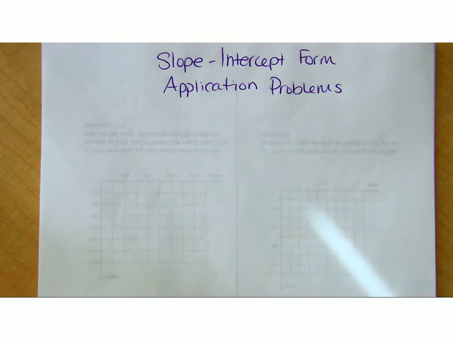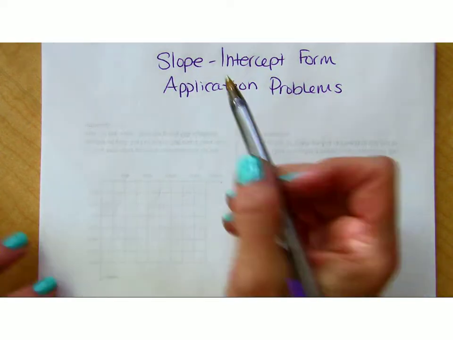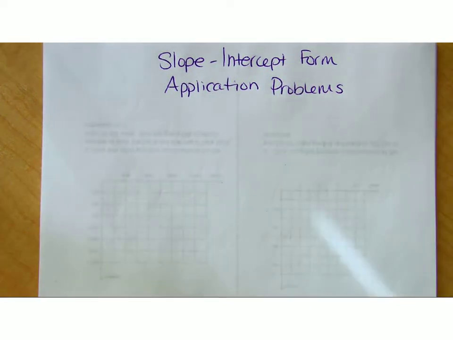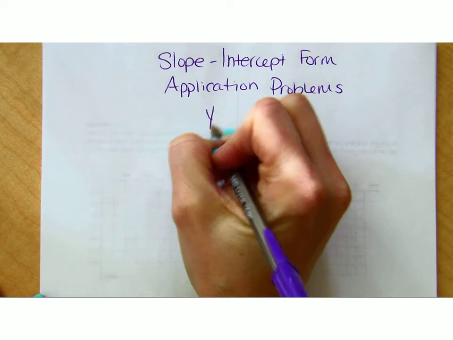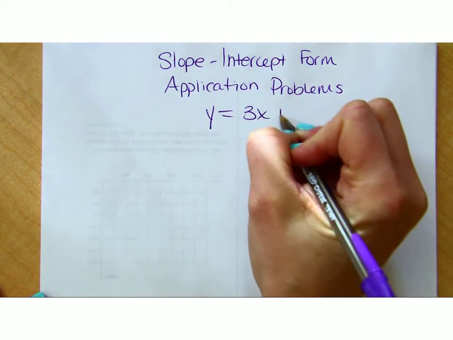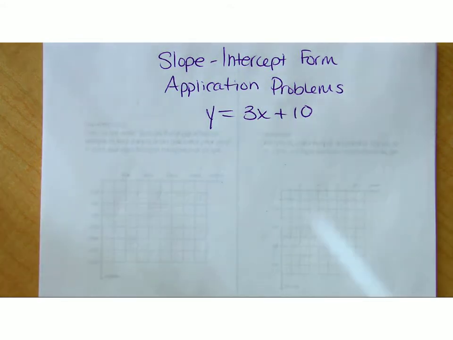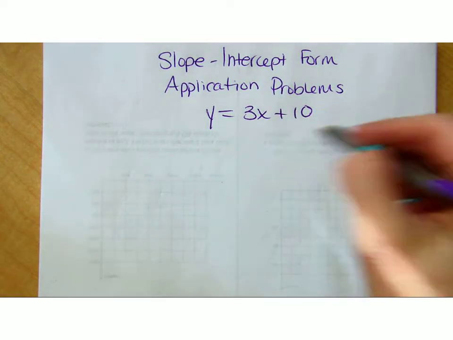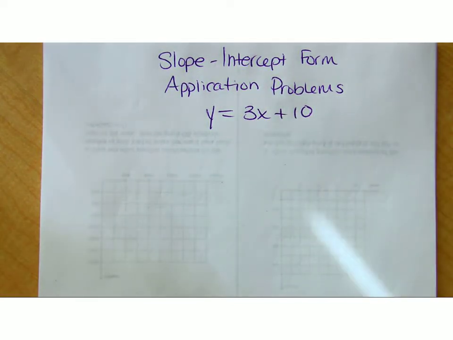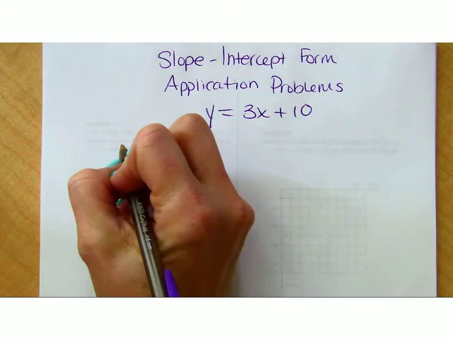We know how to identify slope from an equation. We know how to identify y-intercept from an equation. And we know why they call it slope-intercept form, because just from looking at it in slope-intercept form, we can tell what the slope is and what the y-intercept is. Good? Okay. So our application problems today are going to have to do with one of these two things changing. So let me give you an example of this.